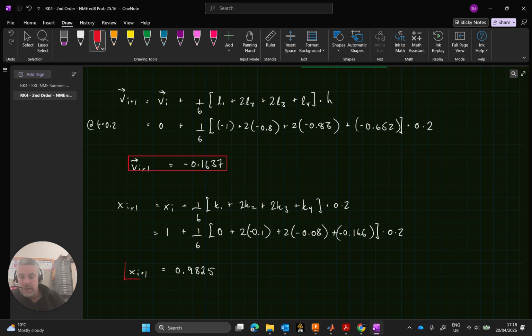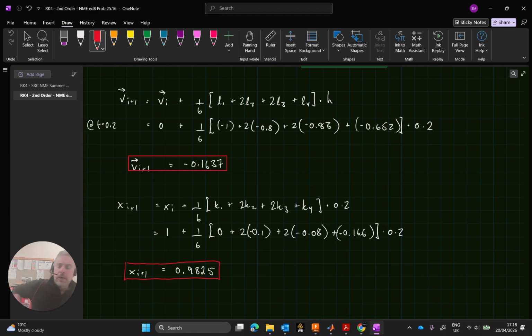And that also makes sense because we could see our initial value for x at t equal to 0 was 1. We were out of equilibrium to the right, and we're moving in the negative x direction, which means that our x value should be less than 1. It should be approaching 0 and passing 0 into the negative side, which makes perfect sense at the minute.